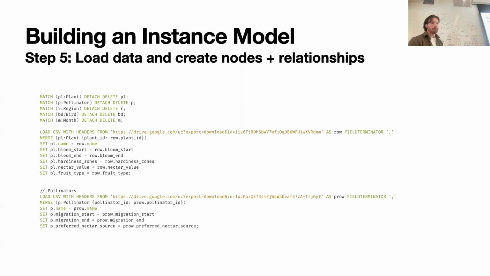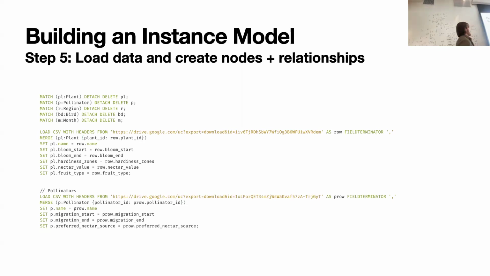And then next we use the LOAD CSV WITH HEADERS command. We point it to whatever files we have, our CSV files. We're going to give it a variable of row, and a field delimiter, which is what character separates the actual values in our CSV file. In our case, it's going to be a comma.